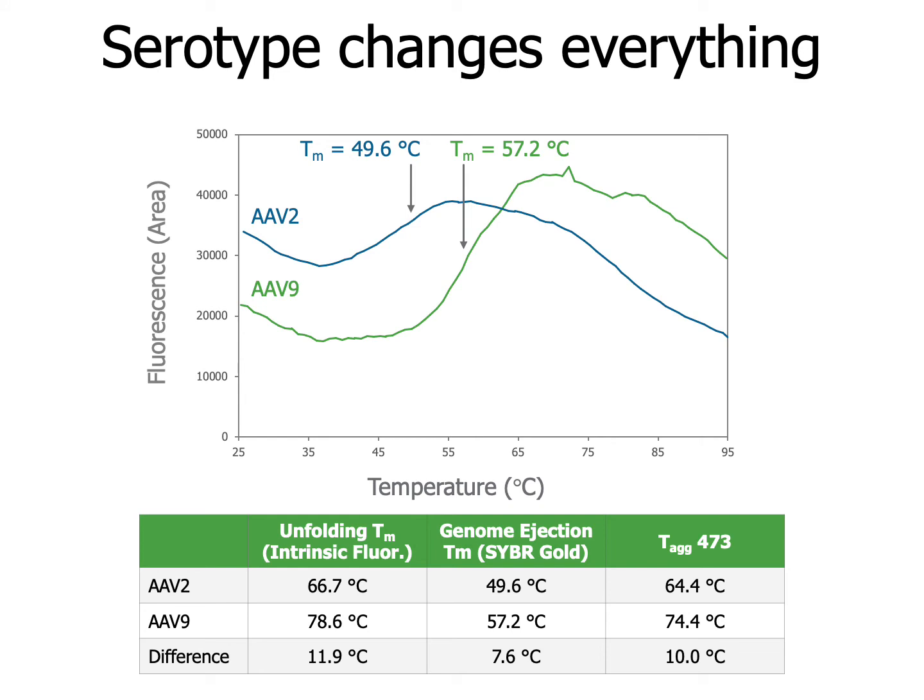If we're looking at the bottom of the slide, we can compare the unfolding behavior by intrinsic fluorescence for the two serotypes, shown in the first column, which again shows us that AAV2 is less stable and has a lower unfolding temperature. Compare that to the genome ejection behavior and the aggregation behavior shown with TAG at 473 nanometers. The difference between the two serotypes changes for all three metrics: for protein unfolding, for genome ejection, and for aggregation behavior. So you can't simply measure one and extrapolate to the others. It's important to track all three of these behaviors.